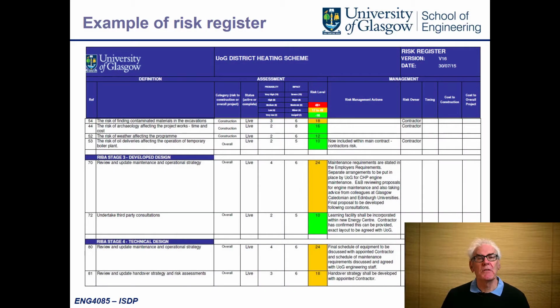Here's an example of a real risk register, and it's actually part of the risk register that was put together by the contractors when they established the district heating scheme that was built in the university about 3-4 years ago. And you can see the concept of risk, the impact of the risk, the probability of the risk, and also the ideas of the mitigation and who owned the mitigation plan. And those are the sort of things that you should do. Quite a simple model, but it's very effective, and this is a real-life example of a risk register.